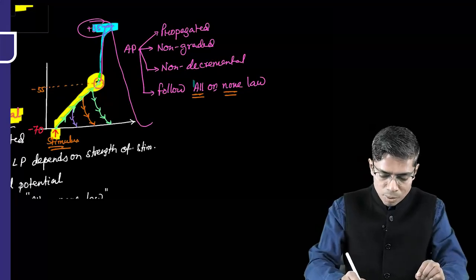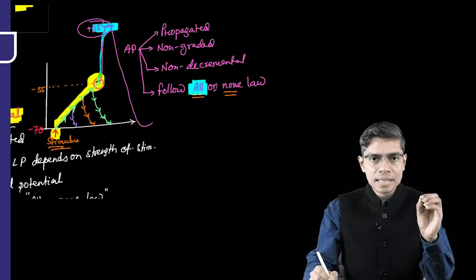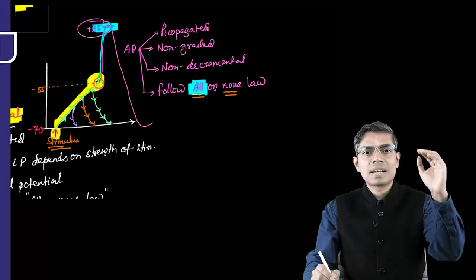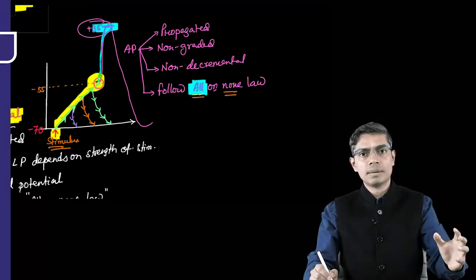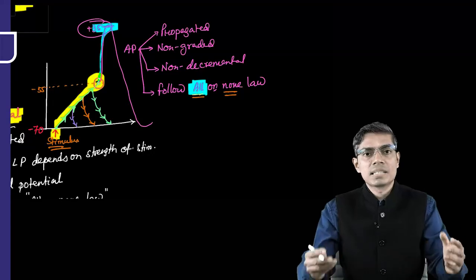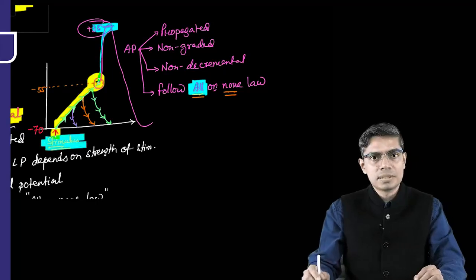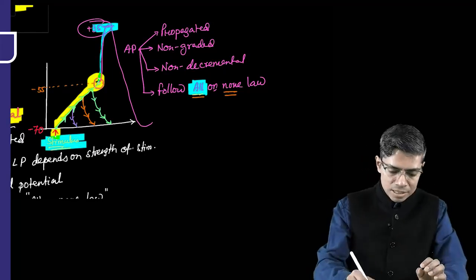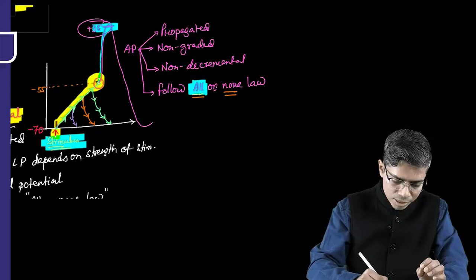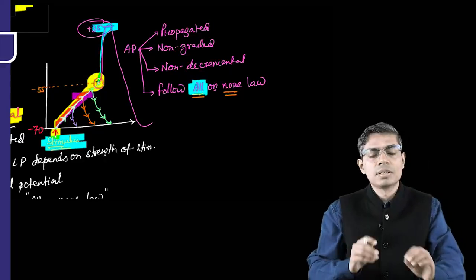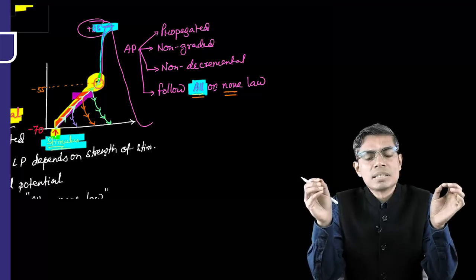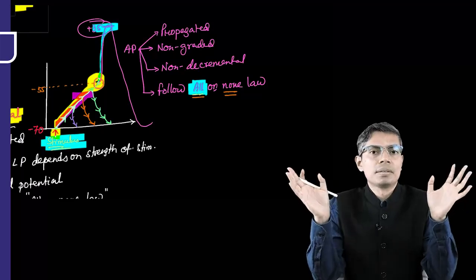That is the meaning of "all": if it is happening, then it happens with maximum strength. And if the strength of your stimulus is not adequate, meaning the membrane voltage is not crossing the threshold, it is below threshold, then no action potential is going to happen.